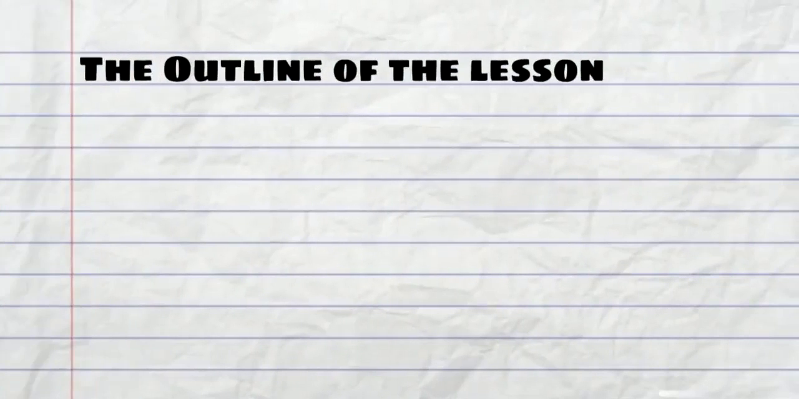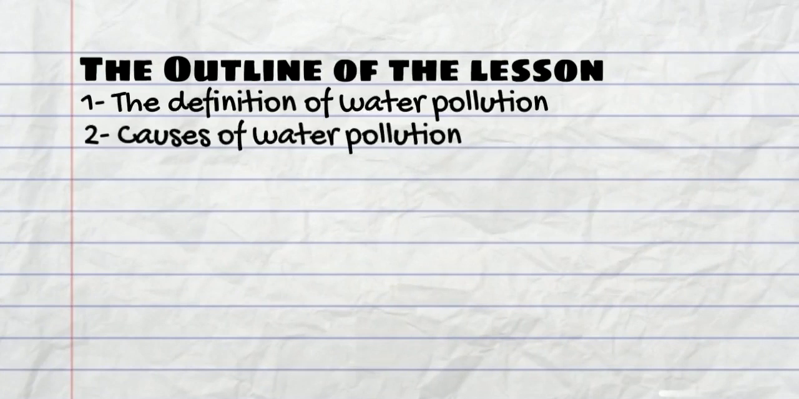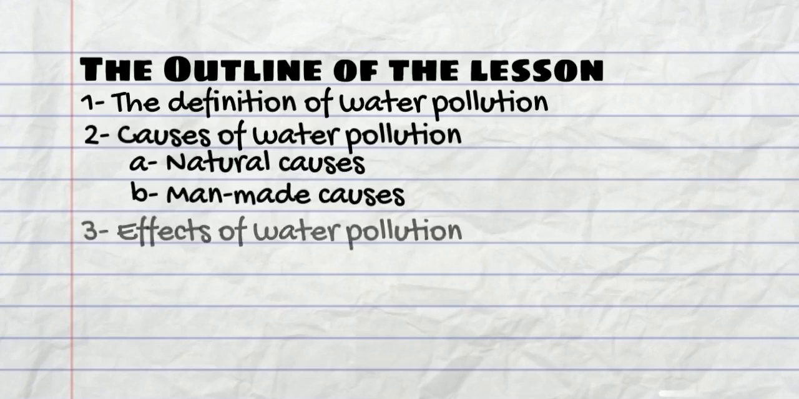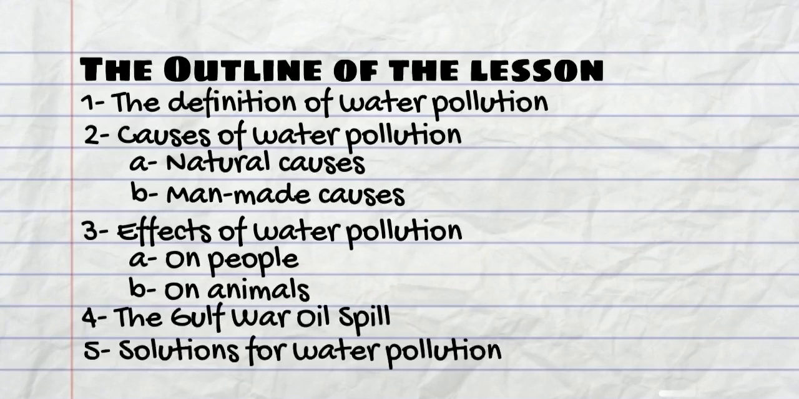We will begin our lesson with the definition of water pollution, and after that we're going to move to the causes, and there are two, natural causes and man-made causes. After that, we're going to move to the effects of water pollution on people and on animals. Then we're going to watch a clip about the Gulf War oil spill, which took place in the Middle East, and we're going to find out about the outcomes of this disaster. At the end, we're going to give some solutions for water pollution.